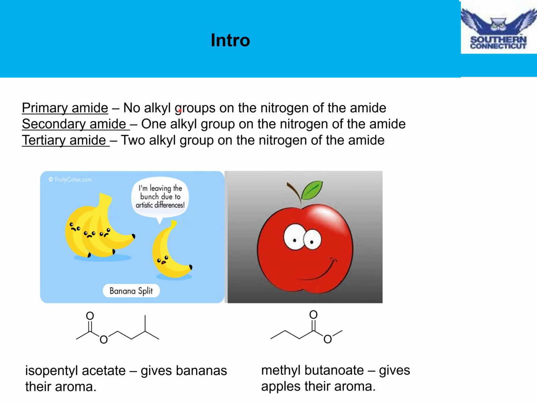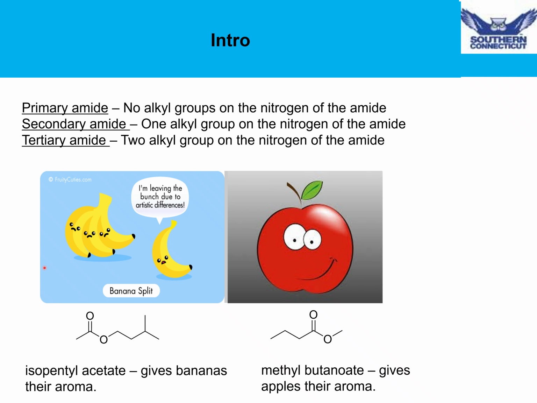Amides can be further subdivided into primary amides, secondary amides, and tertiary amides. Primary amides contain no alkyl groups, and therefore the nitrogen of the amide has two hydrogens. Secondary amides contain one alkyl group, and they have, as a result, a hydrogen on the nitrogen. And a tertiary amide contains two alkyl groups on the nitrogen, and therefore no hydrogens on the nitrogen.